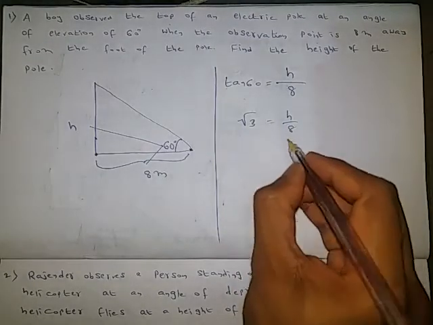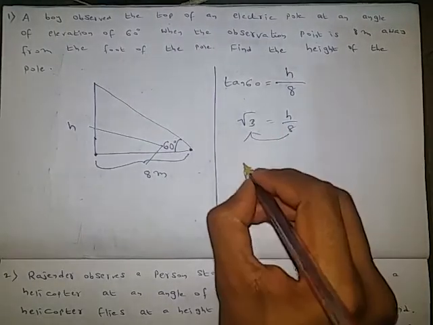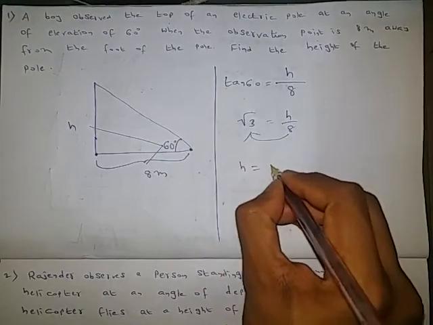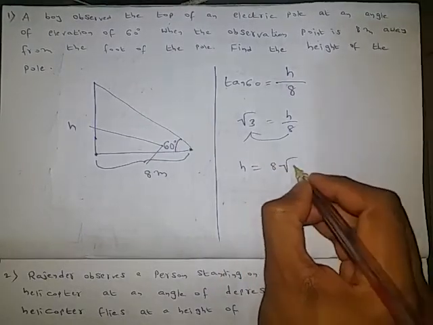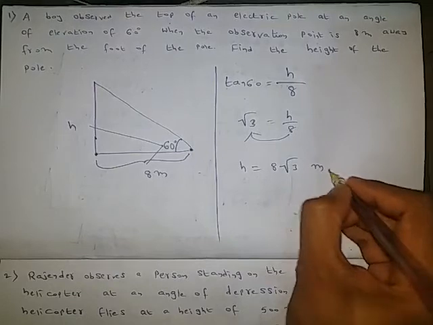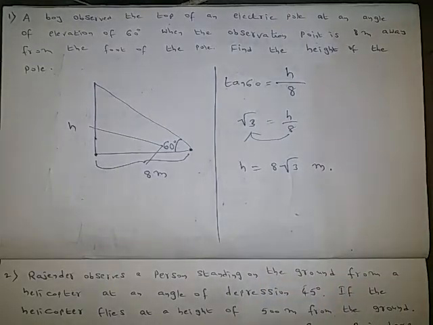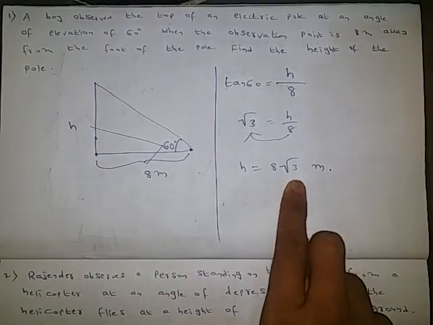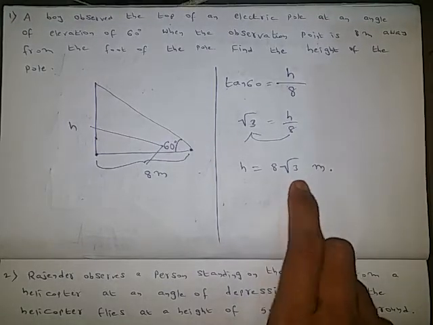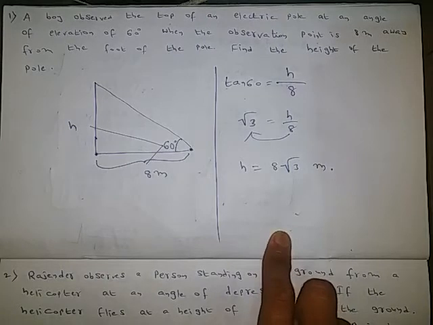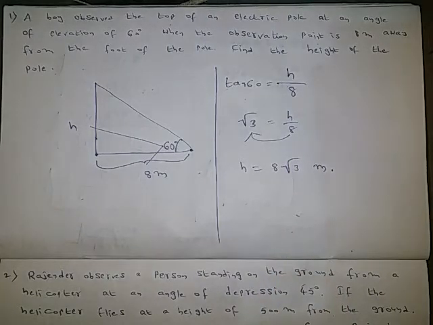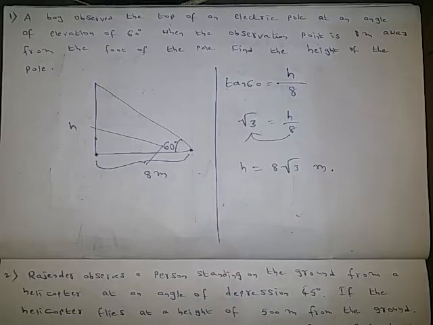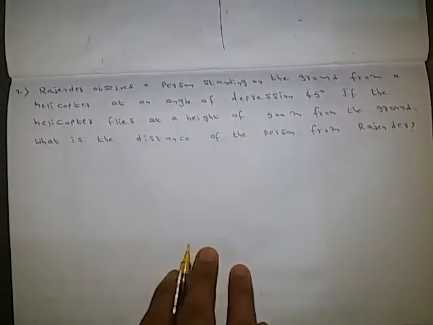We want height, so take 8 to this side. So the height of the pole is equal to 8 root 3 meters. In the question, in case they give the value of root 3, substitute that value of root 3 and simplify further. If they have not given anything about root 3, just leave it till here, it's enough. Okay, now this is angle of elevation. Now come to one question on depression.